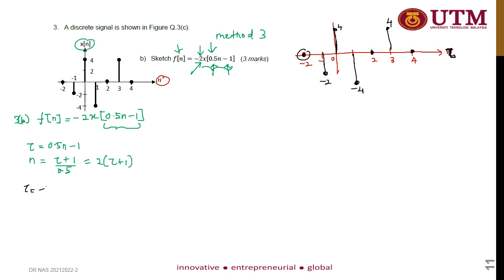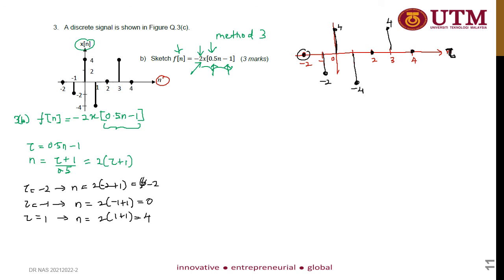Right, so when tau equal to -2, your new n equal to 2 plus 1, 3, 6. Next is tau equal to -1. It's n equal to 2 minus 1 plus 1 equal to 0. When tau equal to 1, n equal to 2, 1 plus 1 is 2, 2, 4. Is this correct? Sorry, it's -2. -2 plus 1 is -1, -1, -2. It's -2 here.